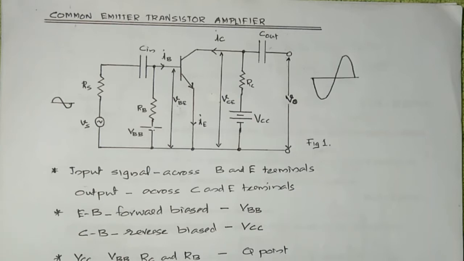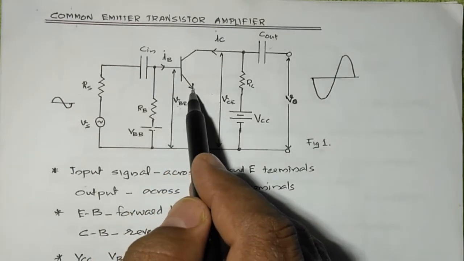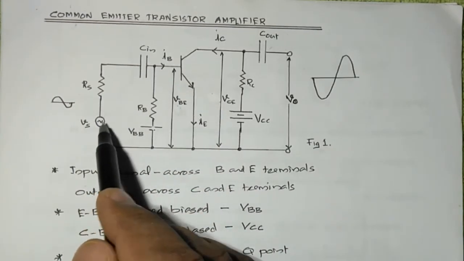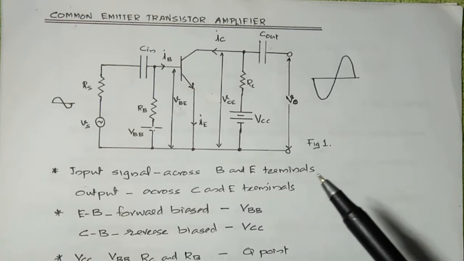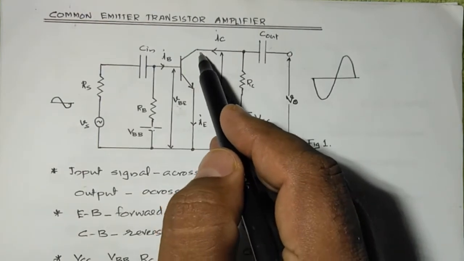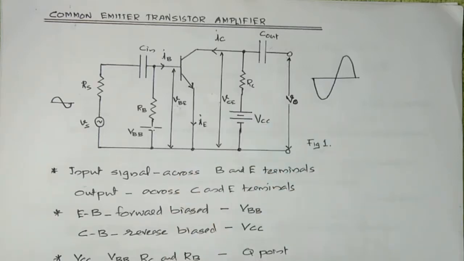From the circuit, we see that the input signal is applied across the base and emitter terminals. This is the base terminal and this is the emitter terminal. The input signal is applied between the base and emitter terminal, and the output is taken across the collector and emitter terminals. This is the collector terminal and this is the emitter terminal, and the output is taken across these two terminals. The emitter base junction of the transistor is forward biased.